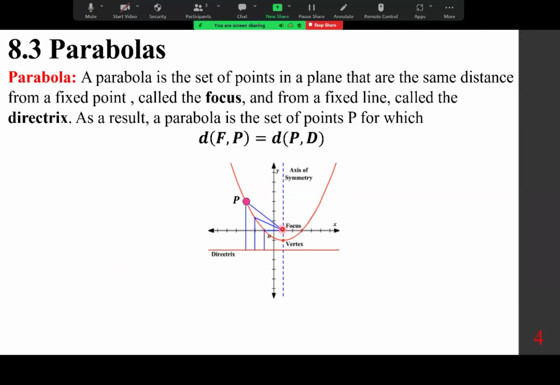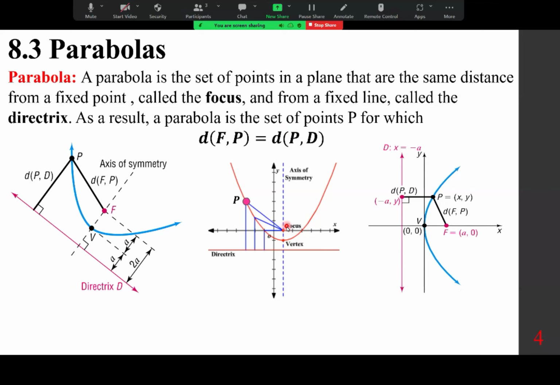This is where the focus is. This is the axis of symmetry. You can fold this, and the left side covers the right, or the right side covers the left. Here's the vertex where the axis of symmetry crosses. The focus is on the axis of symmetry, and this distance is called the focal distance.